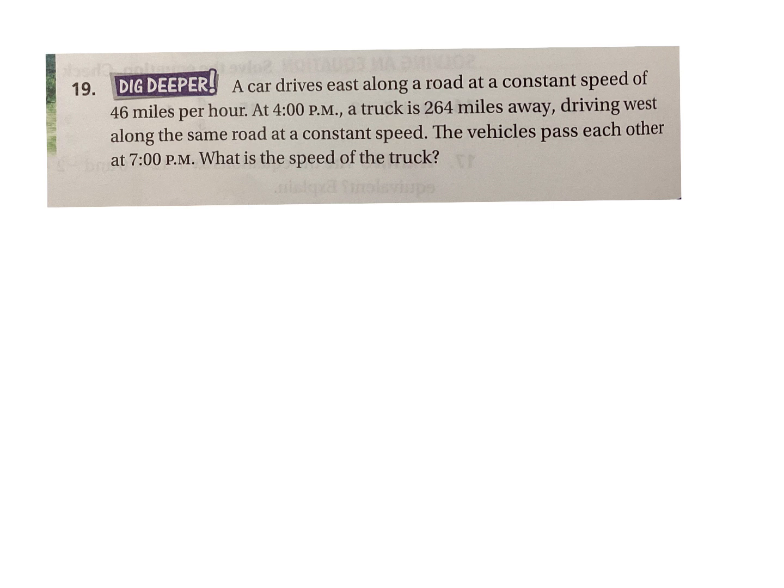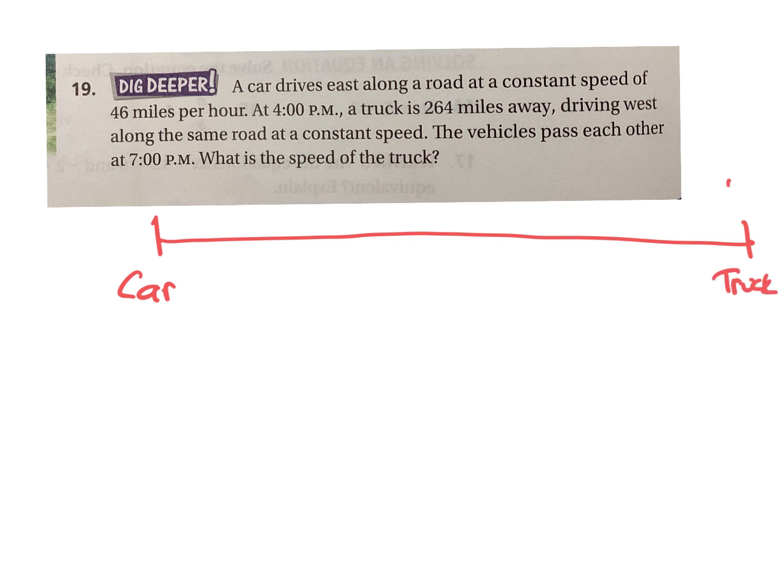Here's a dig deeper. A car drives east along a road at a constant speed of 46 miles per hour. At 4 p.m., a truck is 264 miles away, driving west along the same road at a constant speed. The vehicles pass each other at 7 p.m. What is the speed of the truck? Okay, so I'm going to set up a little picture here. We have a car here. We have a truck here. This is 4 p.m. This is 4 p.m.